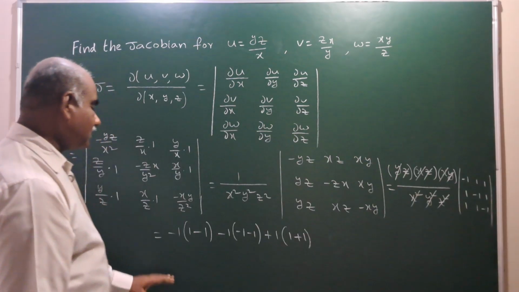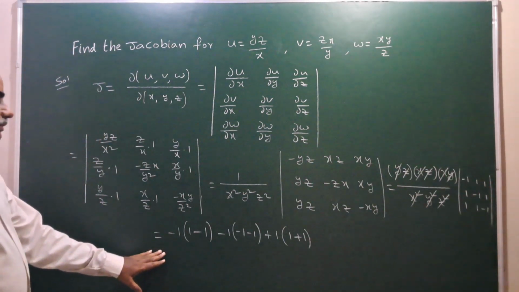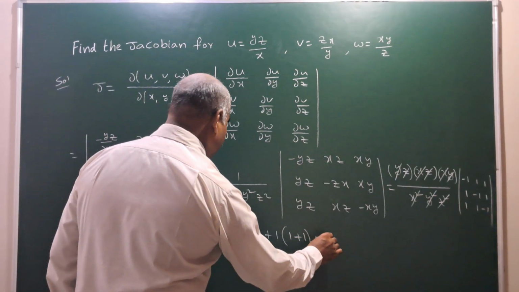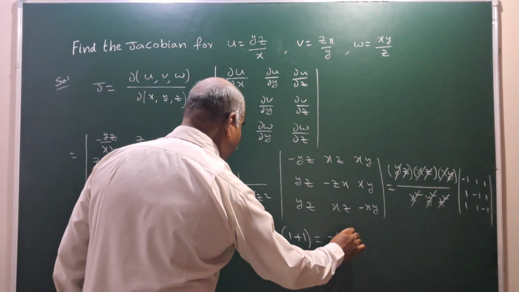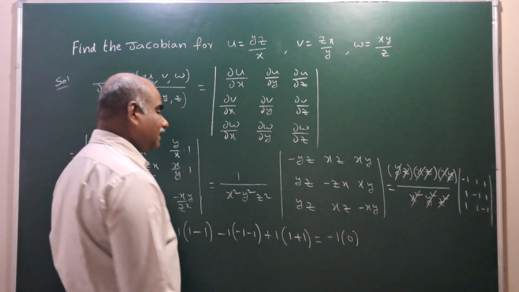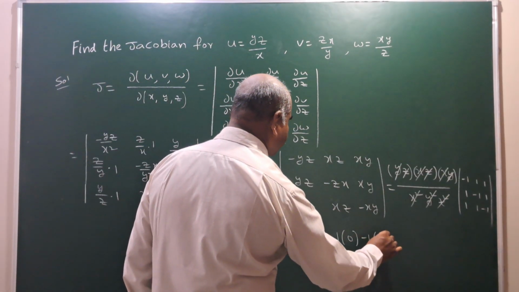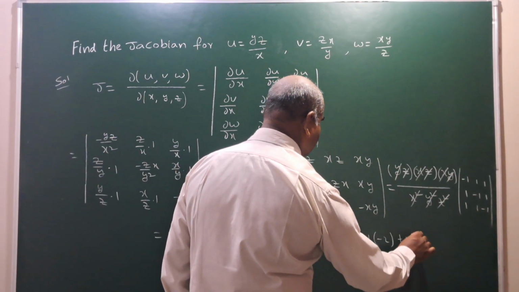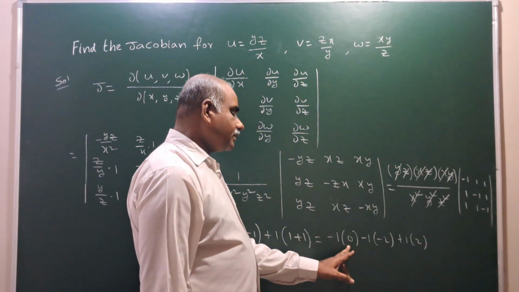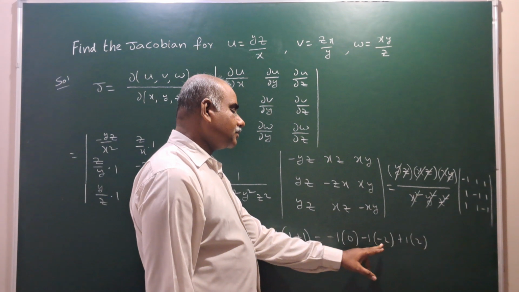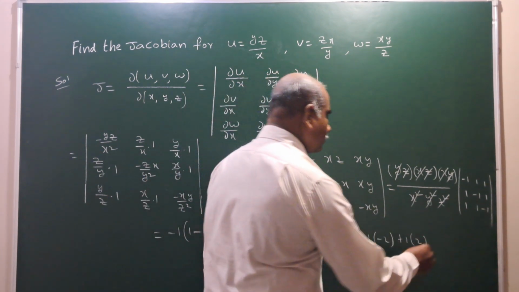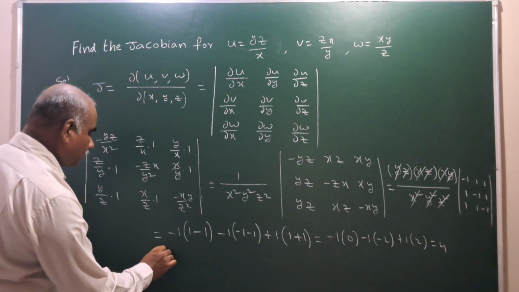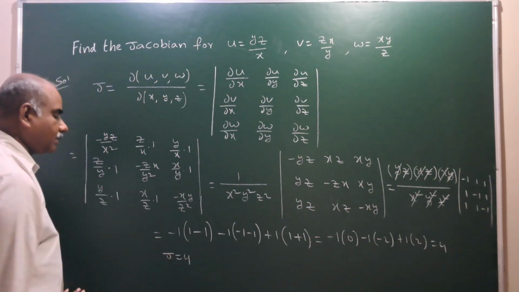So totally this is the expansion of the determinant along the first row, and this is equal to minus 1 into 0, minus 1 into minus 2, plus 1 into 2. Minus 1 into 0 is 0, minus 1 into minus 2 is plus 2, plus 1 into 2 is 2. So 2 plus 2 is equal to 4. Therefore finally the Jacobian is equal to 4. Okay. Thank you.